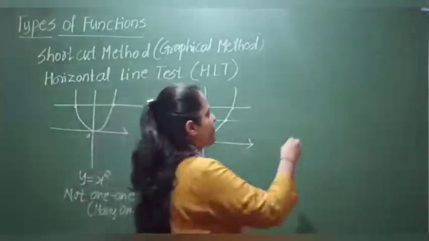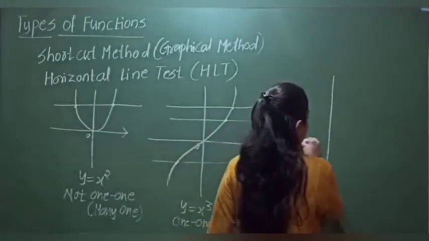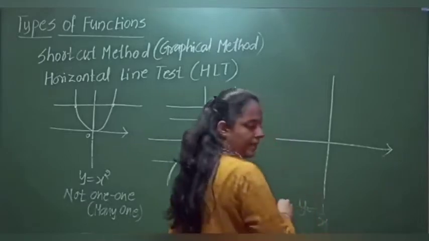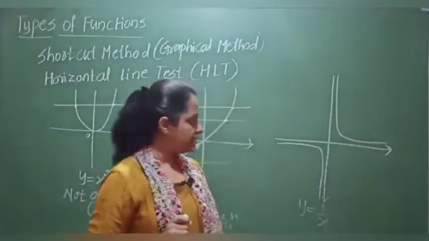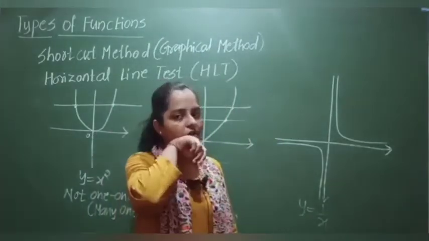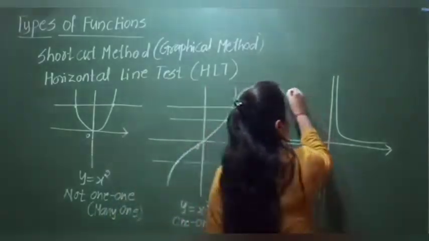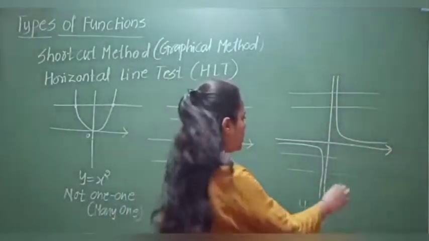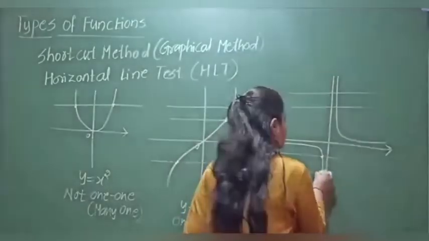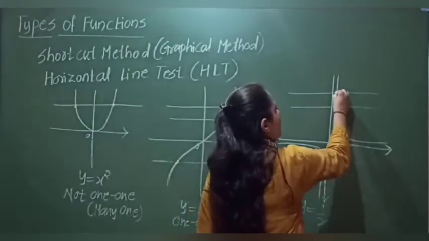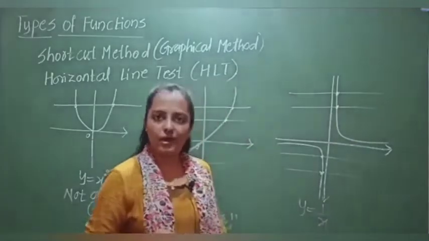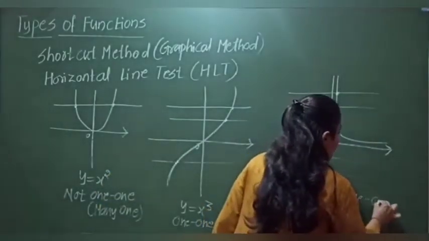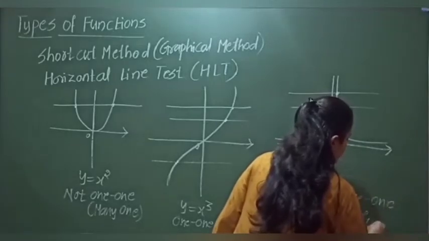Now I'll take another function, that is a rational function, y is equals to 1/x, right? This is the graph of y is equals to 1/x. Now we'll draw a horizontal line for this. Wherever you want you can draw a horizontal line for this. The horizontal line intersects the graph at only one point, therefore this is also a 1-1 function.